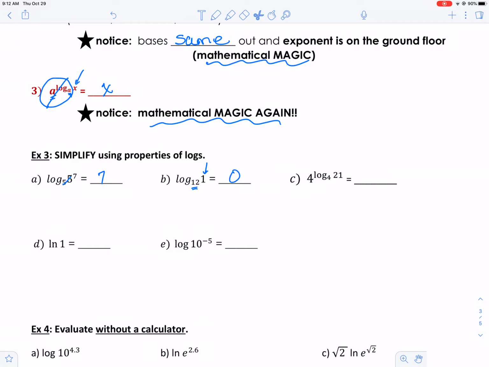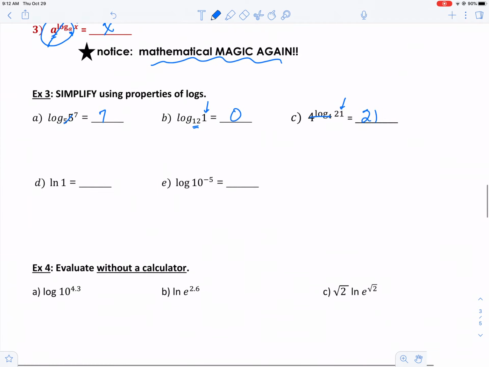All right, now look at this one. I have a base of 4, and now I've got the base of the log is 4. So I have my 2 bases. Those cancel out, and my answer is just 21. So I don't have to do anything else.